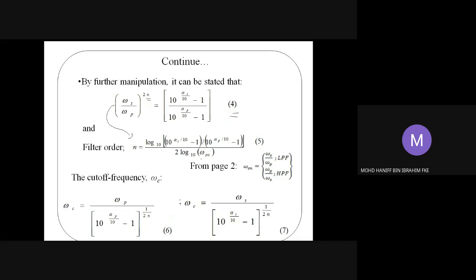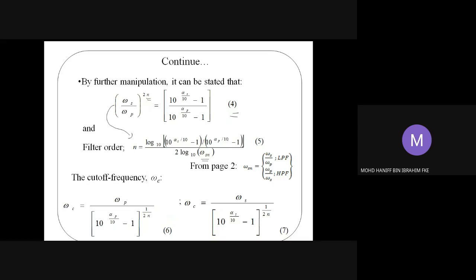Okay, so these are the things to be known basically. Omega sn will depend on your filter type. If you refer to page 2 of our attachment, you can find a formulation for omega sn: for a low pass Butterworth filter, omega sn is written as omega s over omega p, whereas for the high pass filter, omega sn is omega p divided by omega s.